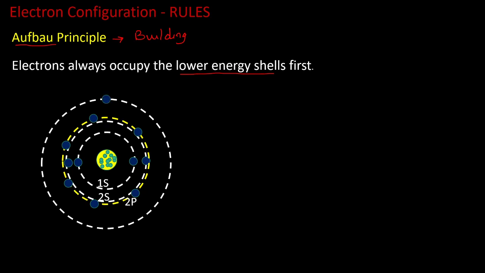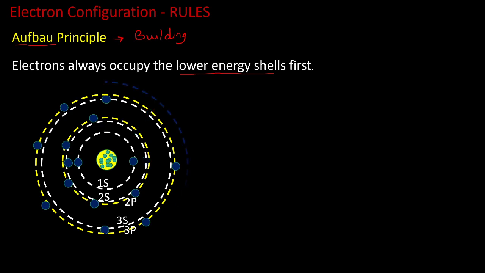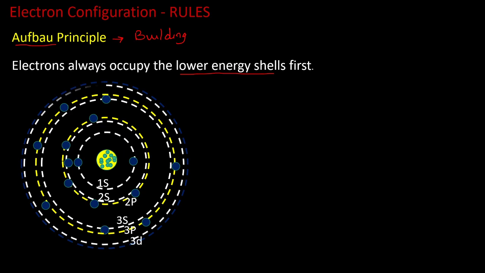Now 3s can occupy 2 electrons. Why 2 electrons? Because an s orbital can occupy 2 electrons. After the s orbital is filled with 2 electrons in the third shell, it has to be the 3p, right? Now 3p can again accommodate 6 electrons. Now as per our understanding, it should be the 3d that gets filled, right? But in reality, that does not happen. Instead, we see that it is the 4s that gets filled.